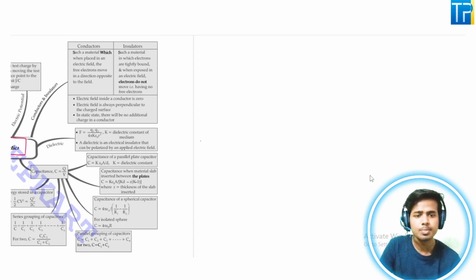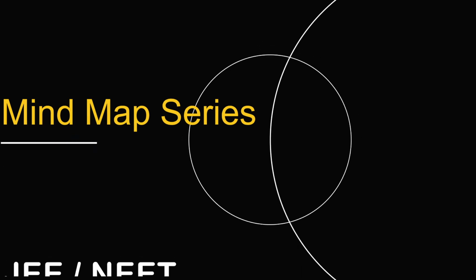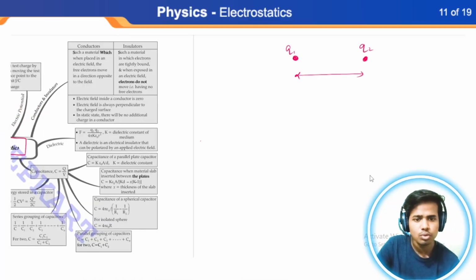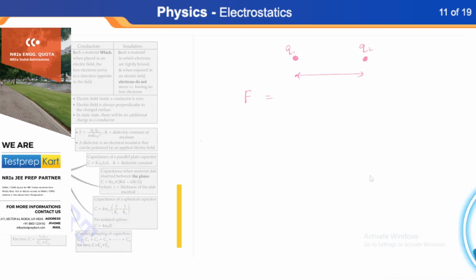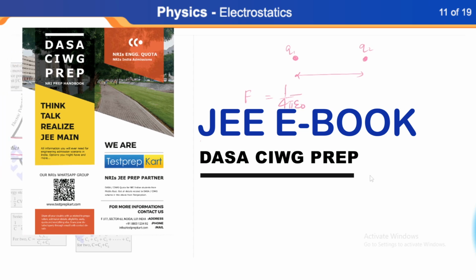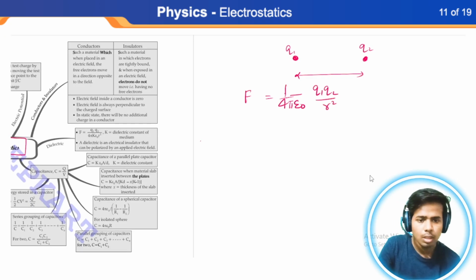In this chapter, the basic principle is the same, what we start with generally in electrostatics: there are two charges having charge Q1 and Q2. Then the force between them is equal to 1 by 4 pi epsilon naught Q1 Q2 upon R square. This is the permittivity of free space. Q1 and Q2 are the charges on the respective charged particles, and R is the distance between them.